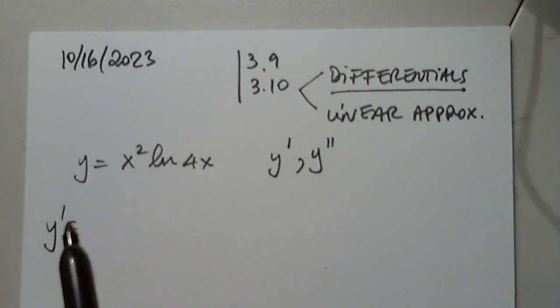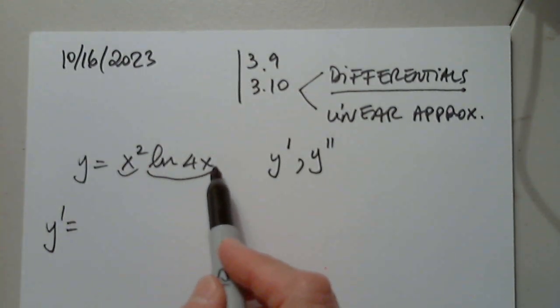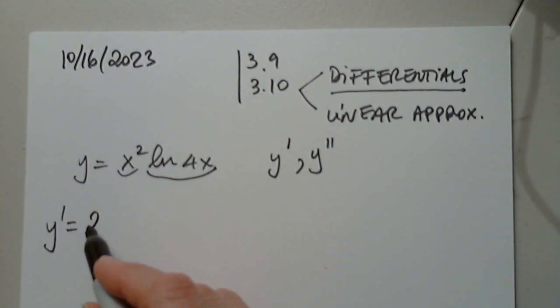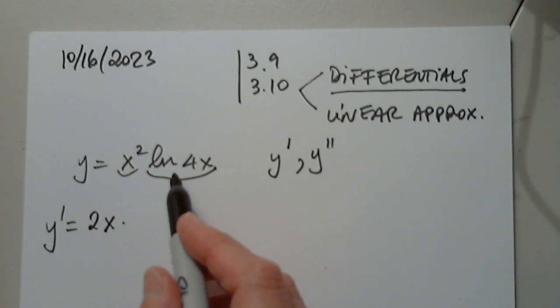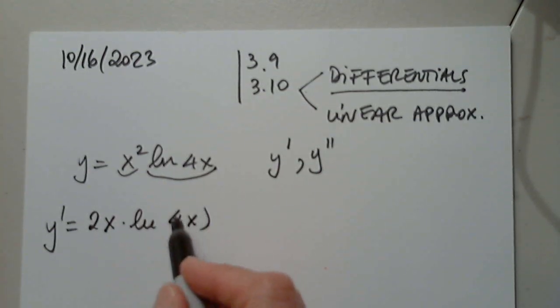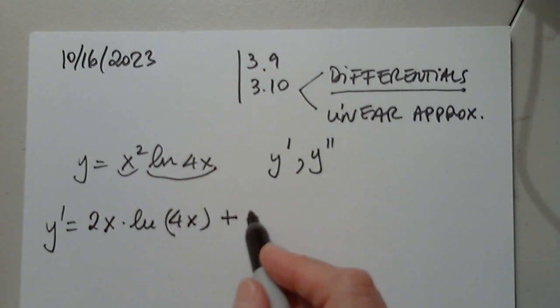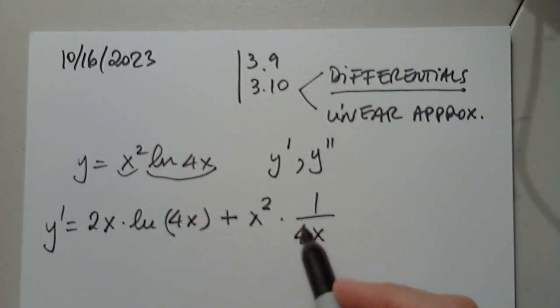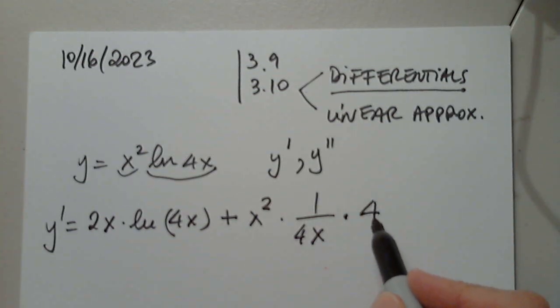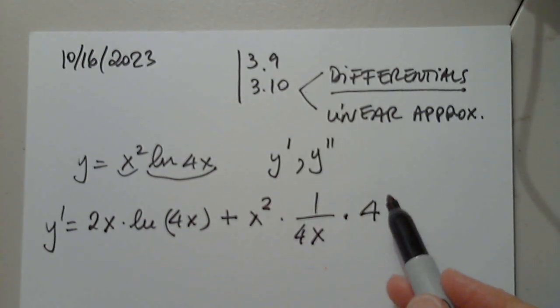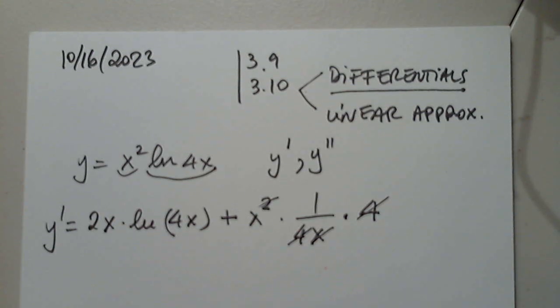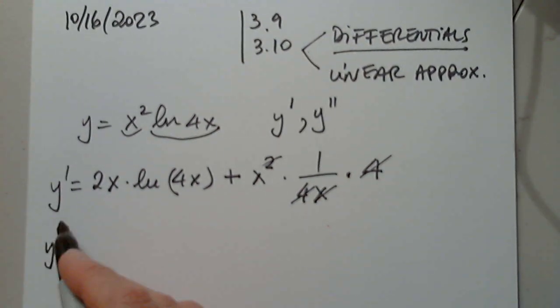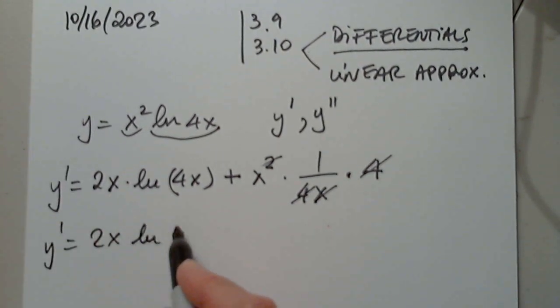So first of all, y prime, since it's a product rule, we need the first function prime, which is 2x, times the second one, plus the first one, times the second one prime, which is 1 over 4x times the inner function prime. I simplified the 4 and I simplify 1x. So then y prime simplified is this for now.